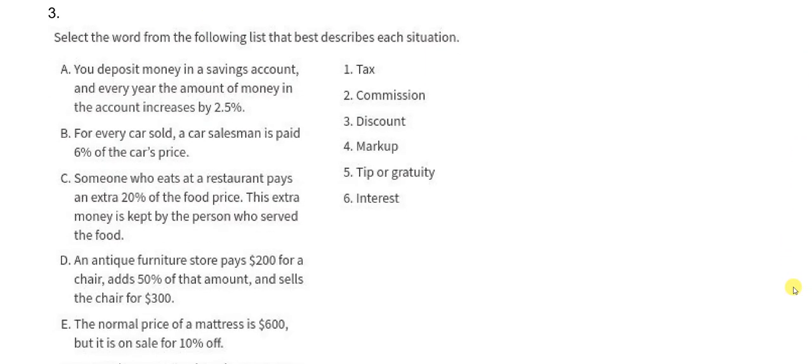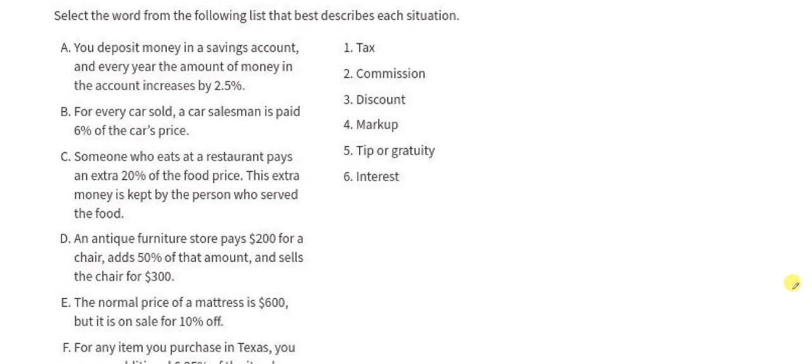Let's finish this thing up. Select the word from the following list that describes each situation. So we're going back: tax, commission, discount, markups, tips or gratuity, interest. You deposit money in a savings account, and every year every amount of money in the account increases by 2.5%. Okay, increasing by a percentage in the bank, that's going to be interest. So this one right here matches that particular problem. Okay, so let's look at the next one.